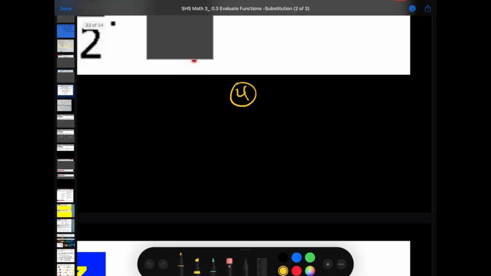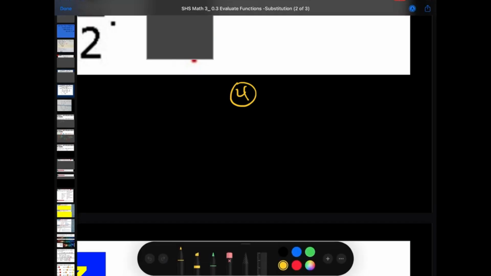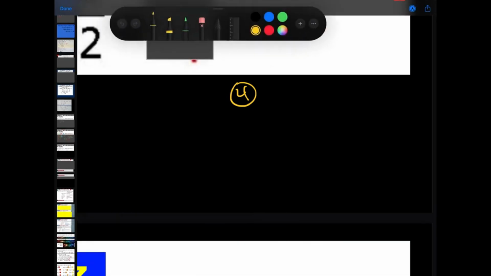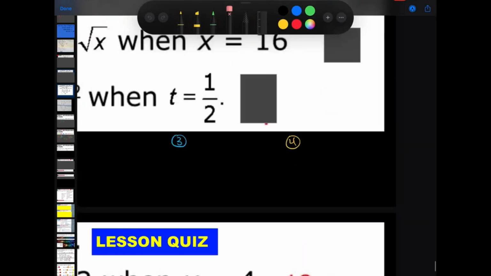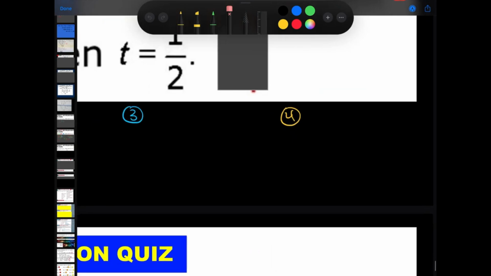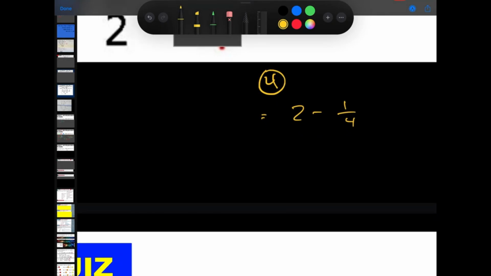What do we have in our last line? Let's see. Can I do undo? I can't even do undo. It's recorded, so let's go back. We said 2 minus 1/4? Okay, partner A tell partner B, how do you make 2 a fraction? You just put it over 1.